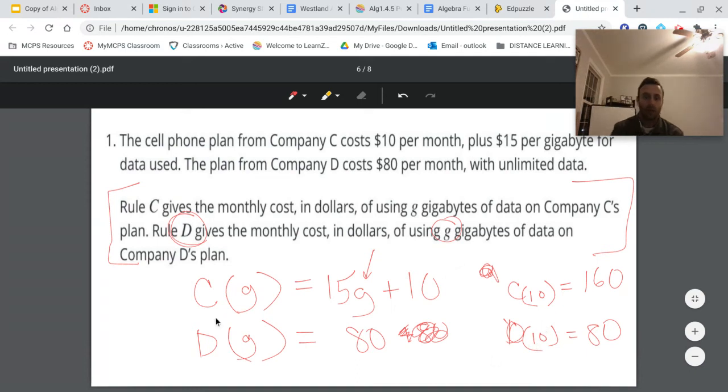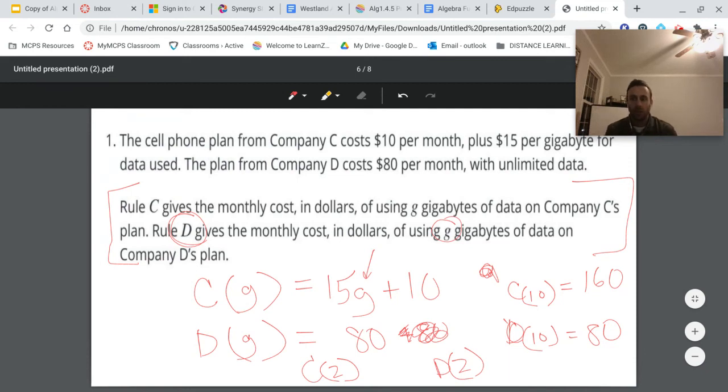Now, what I want you guys to do right now is, can you decide which one is greater, C of 2, if you use 2 gigabytes, or D of 2? Which one would be the greater value? Okay, which one would be more? Not which plan would you choose, which one would be more? Because obviously you would choose the cheaper plan, but which plan would be more? So hopefully you realize that after 2 gigabytes, it's actually cheaper to pick plan C.